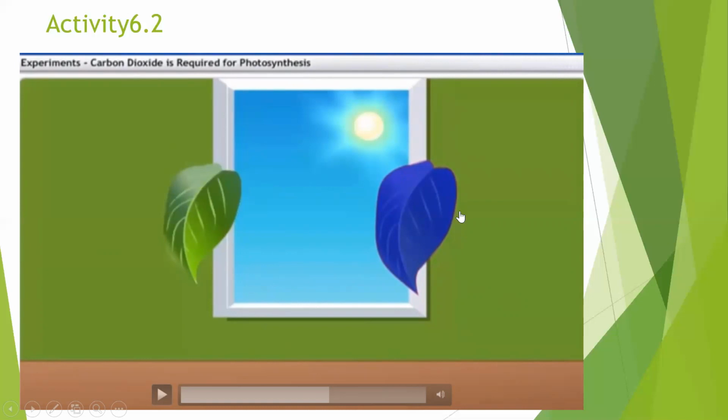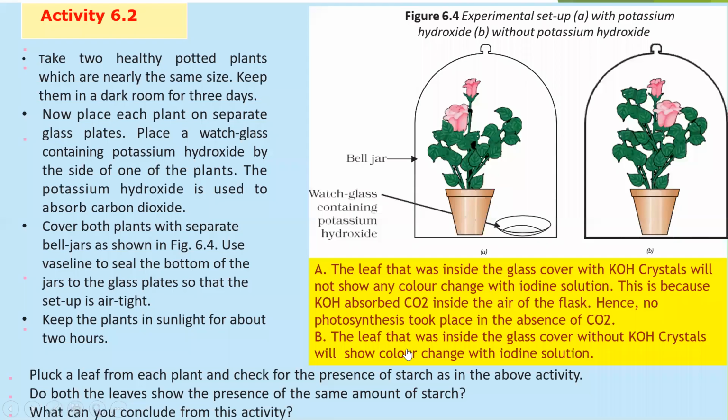Now, in this case, this leaf turned blue-black. Why? The leaf which was exposed to air turns blue-black. This shows that starch was formed by the process of photosynthesis using carbon dioxide in the bell jar. This activity I took from your textbook, the same thing you saw in that video.